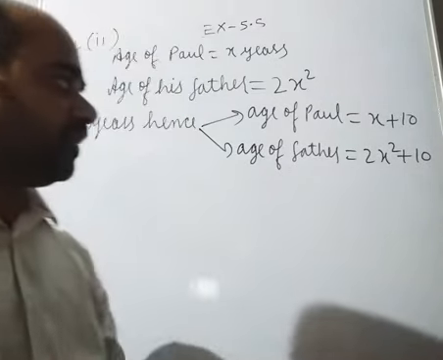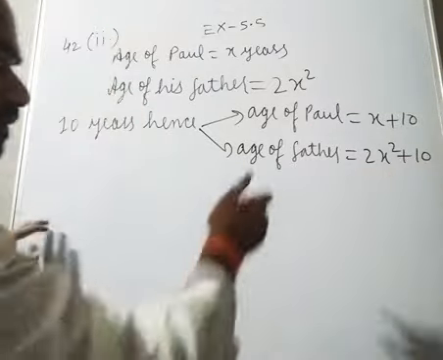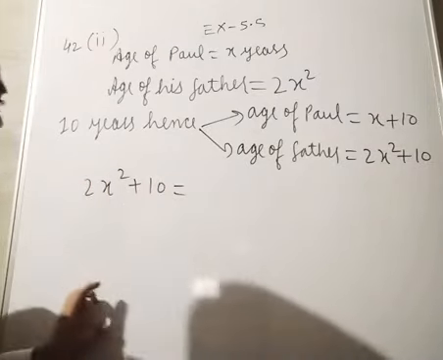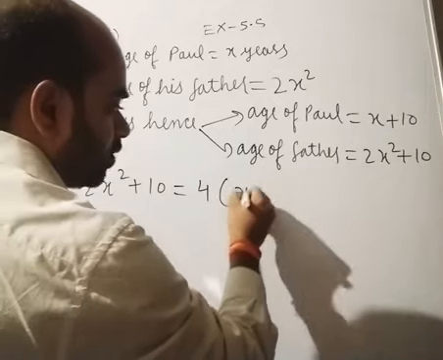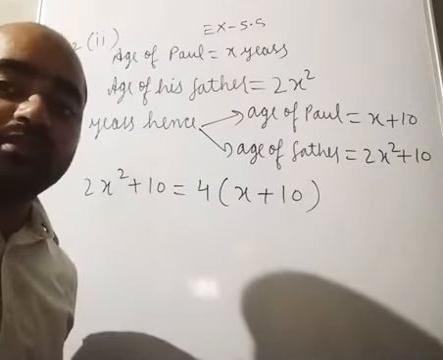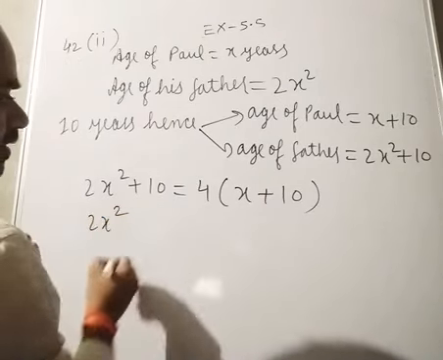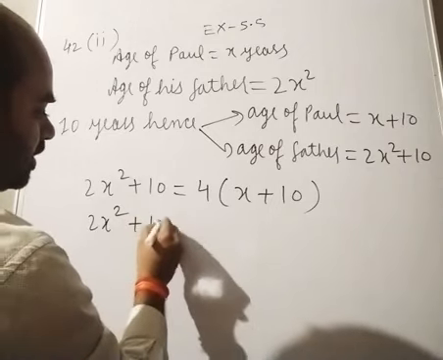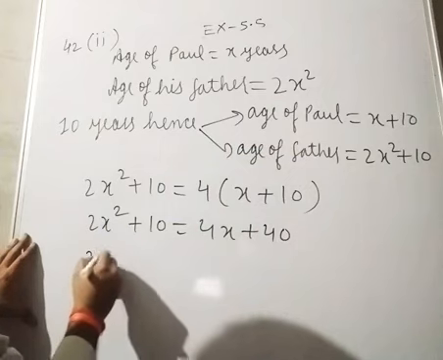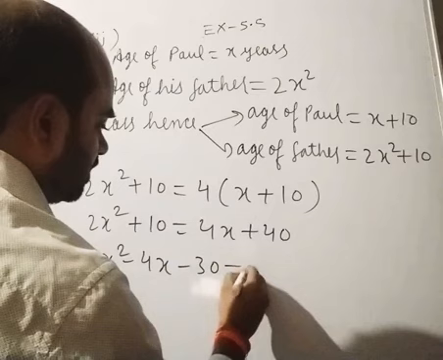It means we have to calculate first their ages 10 years hence. Then the age of the father becomes 2x square plus 10, and after 10 years it is 4 times the age of Paul, correct? Now the final equation will be 2x square plus 10 is equal to 4x plus 40. It means 2x square minus 4x minus 30 is equal to 0.